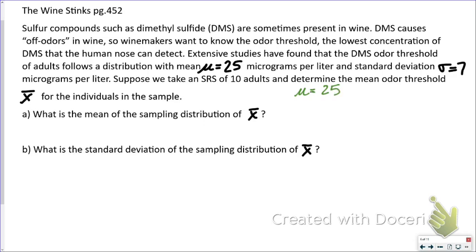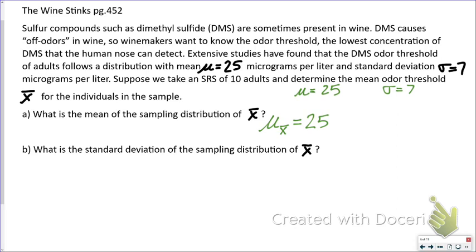Someone told me in third period that it's actually mu g, which is just confusing because we already have mu on the board. So I'm just going to leave it like that. And the standard deviation is 7. This problem is very basic. They want the mean of the sampling distribution, and we know the mean of the sampling distribution is the true mean, so 25.